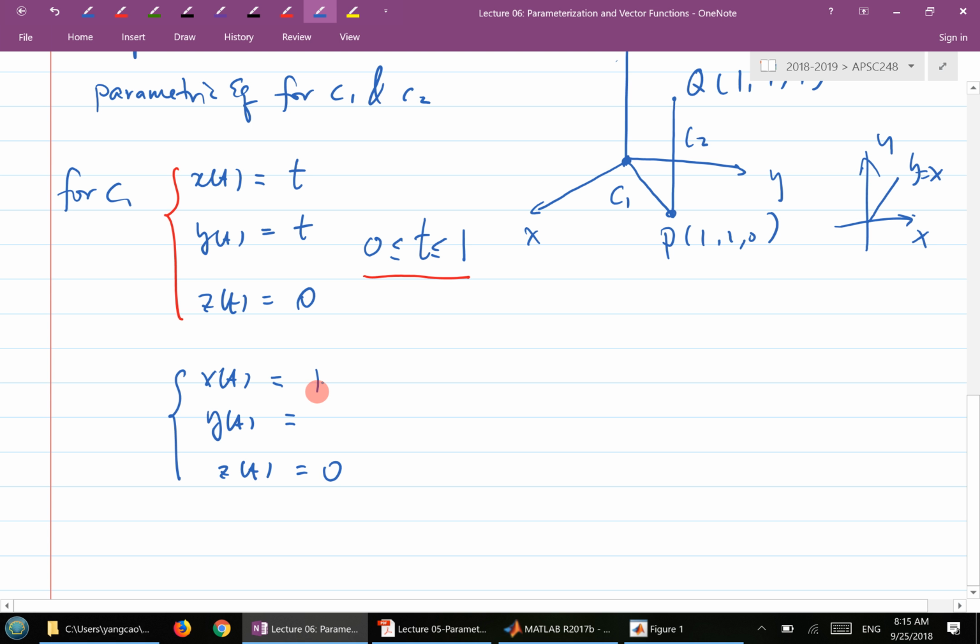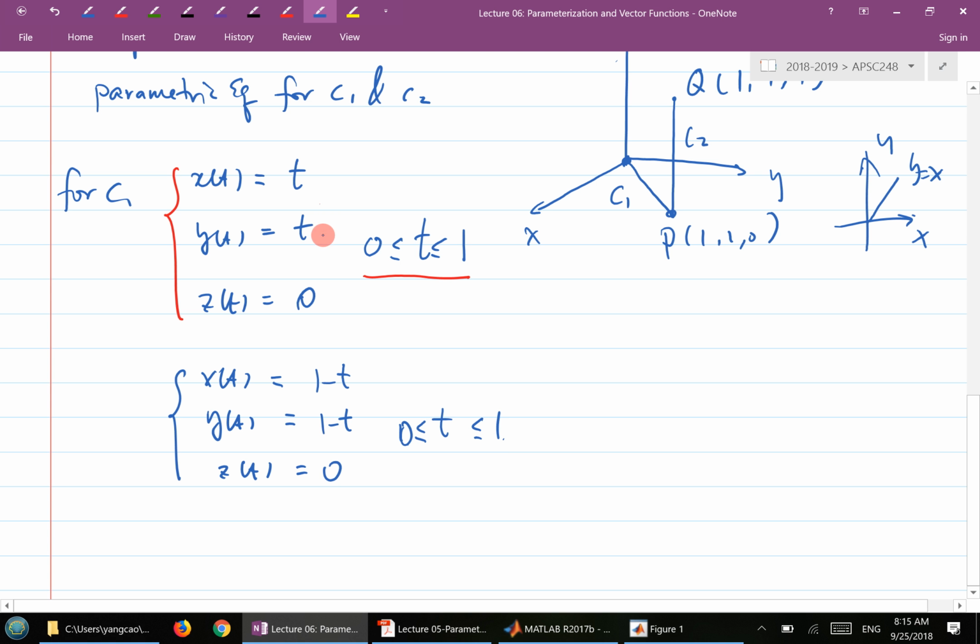1 minus t. Okay, so if I use 1 minus t, then what will be the range of t? From 0 to 1. It's still 0 to 1, right? Would that work? If I plug in 0 here, initially your x of t is actually at 1, 1. And when I plug in 1 here, it's 0, 0. So what's the difference? That's a really good point. What's the difference between these two here?